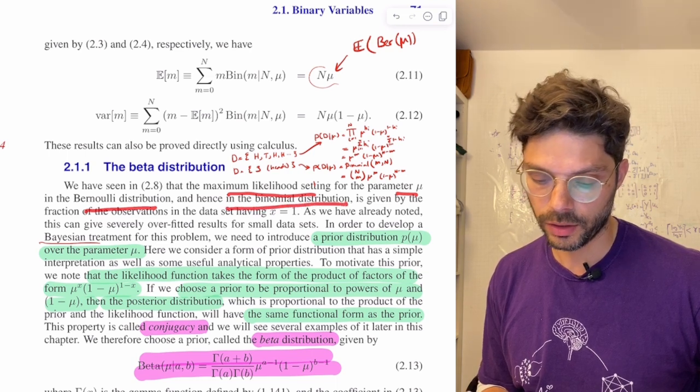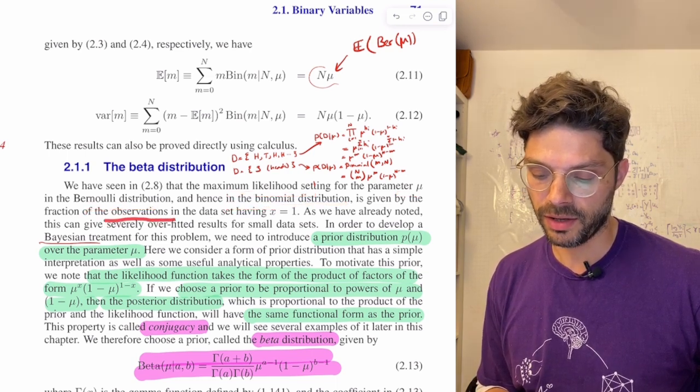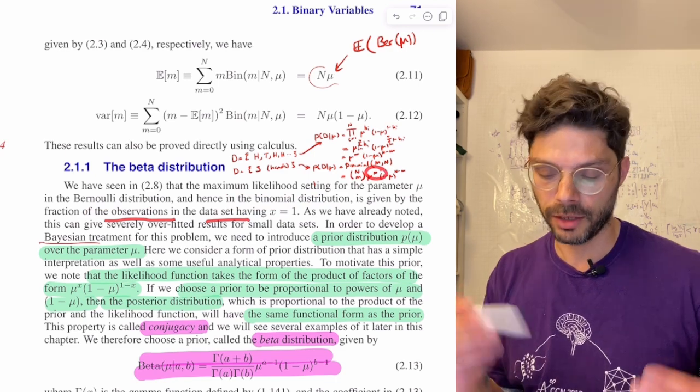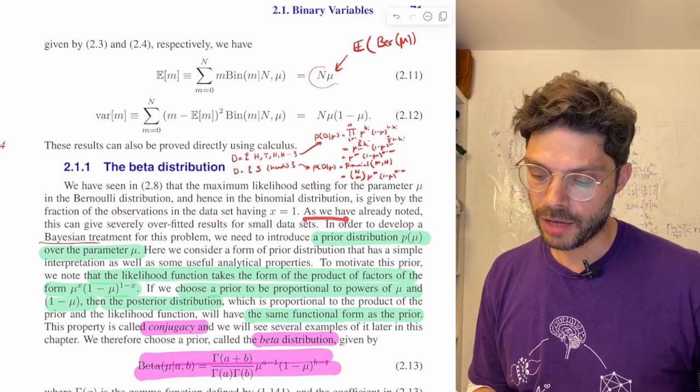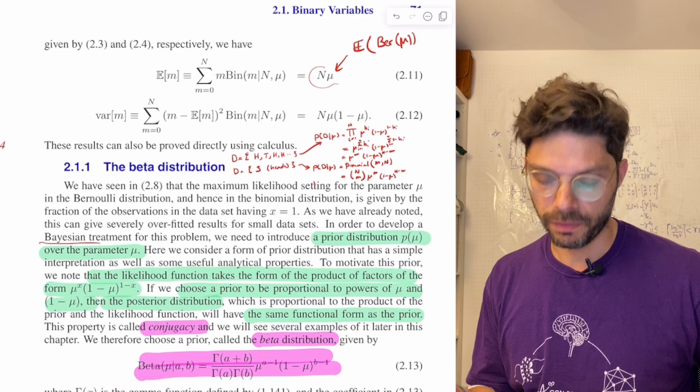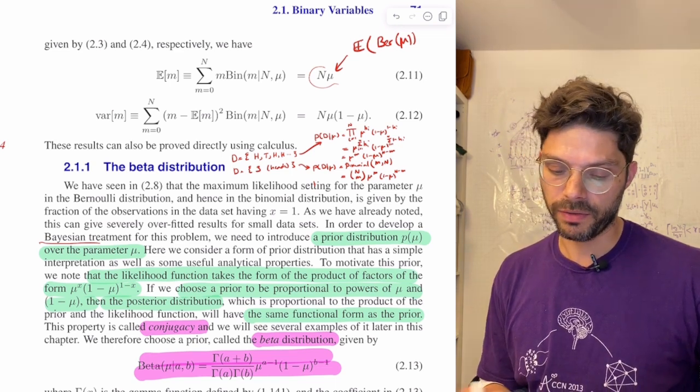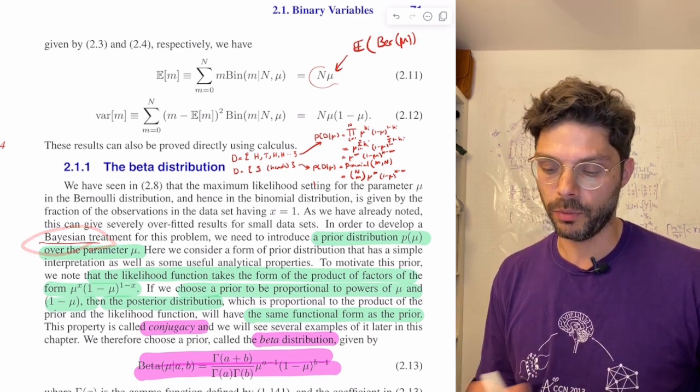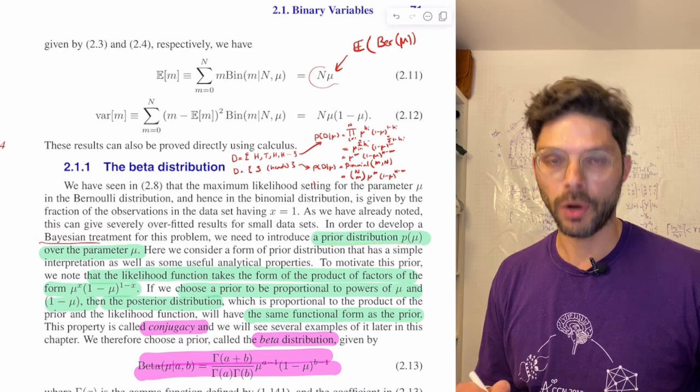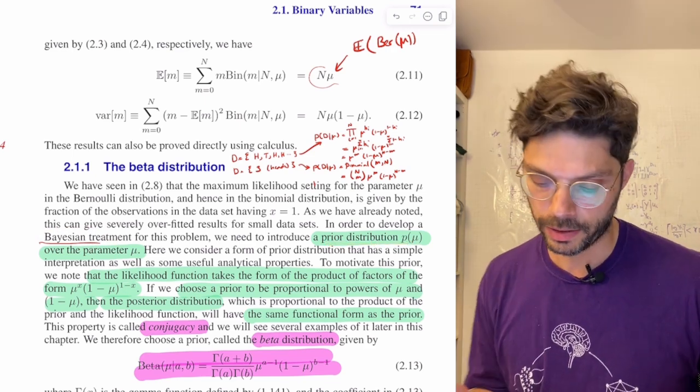Okay, so we've seen the maximum likelihood setting for the parameter mu in the Bernoulli distribution, and hence in the binomial distribution. It's given by the fraction of observations in the data set having x equals 1. So that's basically m over n. As we've already noted, this can give severely overfitted results. And in order to develop a Bayesian treatment for this problem, we need to introduce a prior distribution over the parameter. We need to bring in our knowledge somehow.